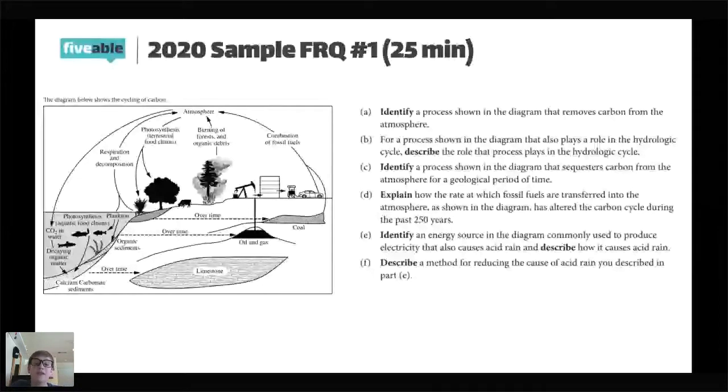So Tanya gave me a full describe here, even though she didn't have to, so I'll read it. Tanya says, one method for reducing the cause of acid rain is to limit the use of coal by transferring it to cleaner renewable energy like solar and wind. Yes! Good job, Tanya. Good job, Morgan. Ion says renewable. Perfect.